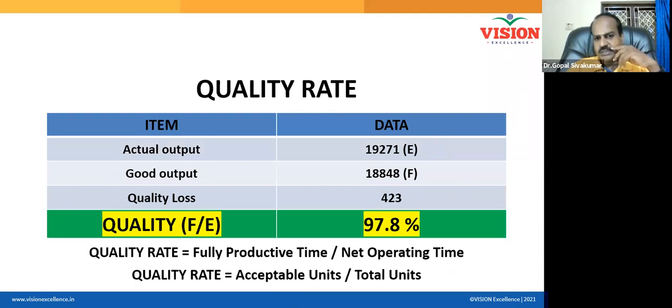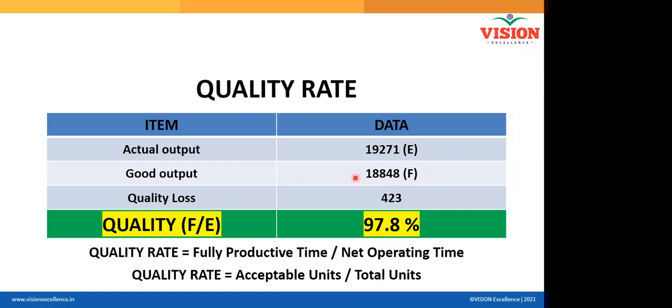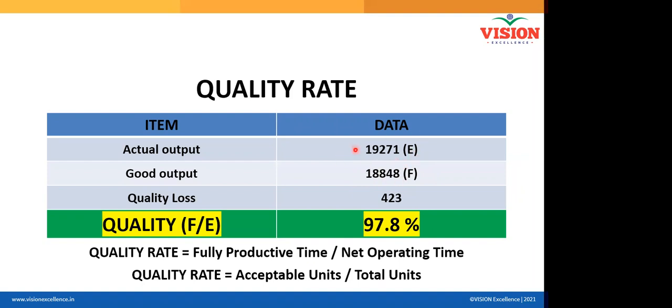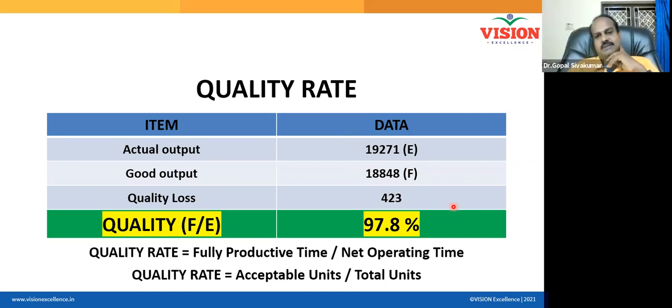How much you produced? 19,271. Out of 19,271, how many units are rejected? 423. When you reject 423, how many are then accepted? 19,271 minus 423. So this number is accepted. So what is quality index? Quality index is accepted unit divided by total unit. How much is accepted? 18,838. Very good. And total unit is 19,271. So get the ratio. Your quality index is 97.8.